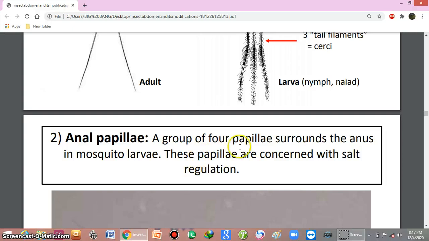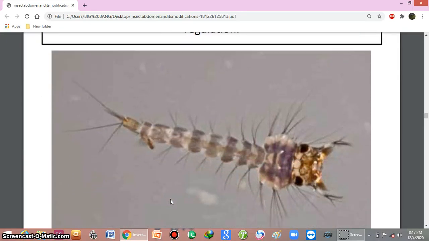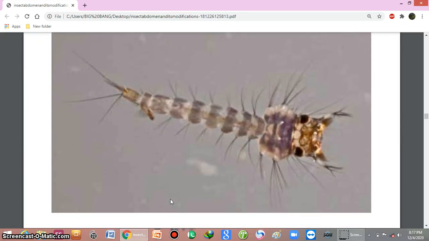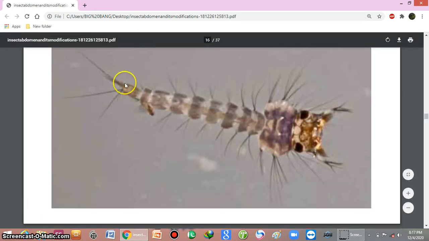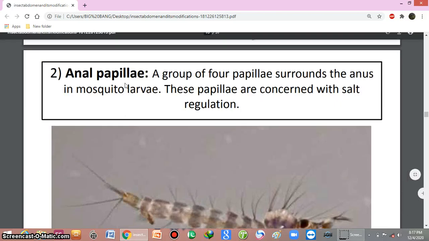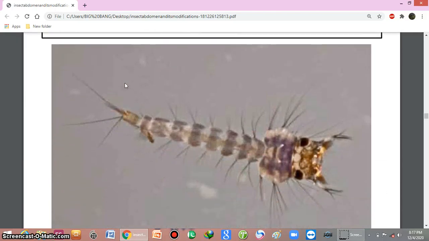Anal papillae. A group of four papillae surround the anus in the mosquito larvae, and these papillae are concerned with salt regulation. This is the larva, a microscopic picture of a mosquito larva. Around the anal region, four papillae are present, which are known as anal papillae.